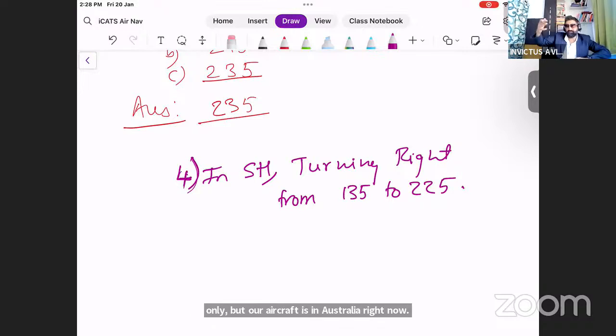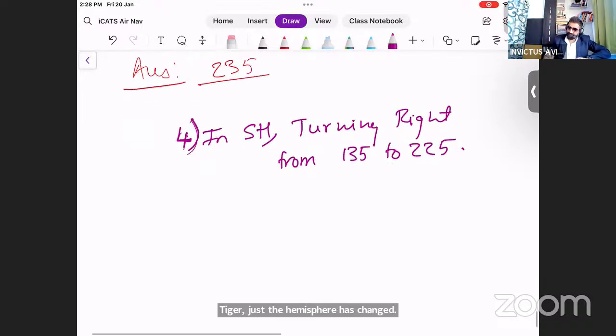Earlier my aircraft was somewhere in the north. यूरोप पकड़ लेंगे हम लोग। हेडिंग रेफरेंस इज सेम for both of us. ठीक है, just the hemisphere has changed. So be very careful over here to note down all the points.